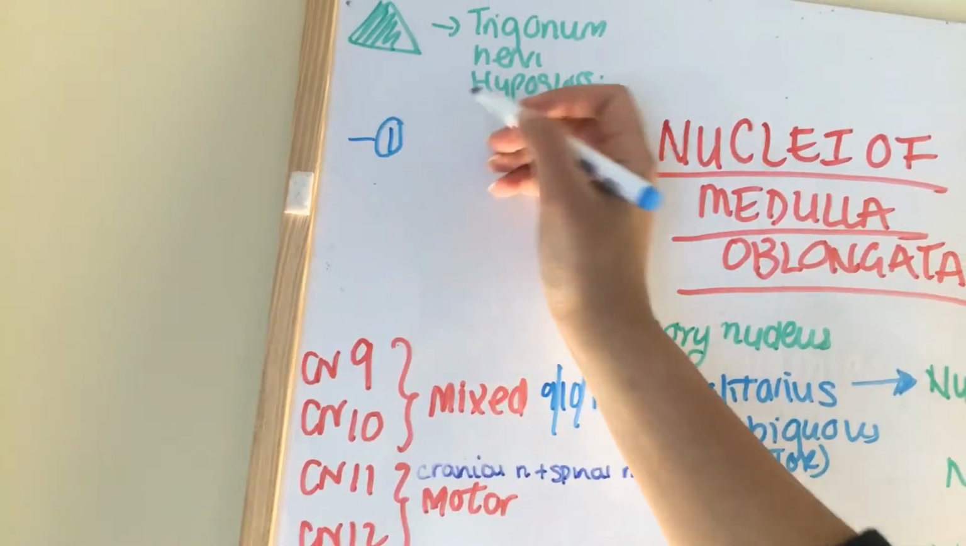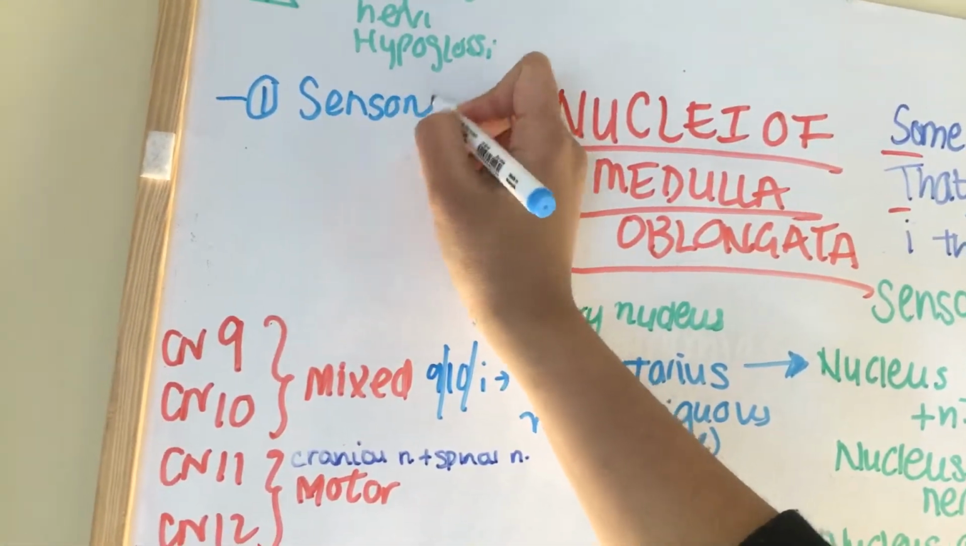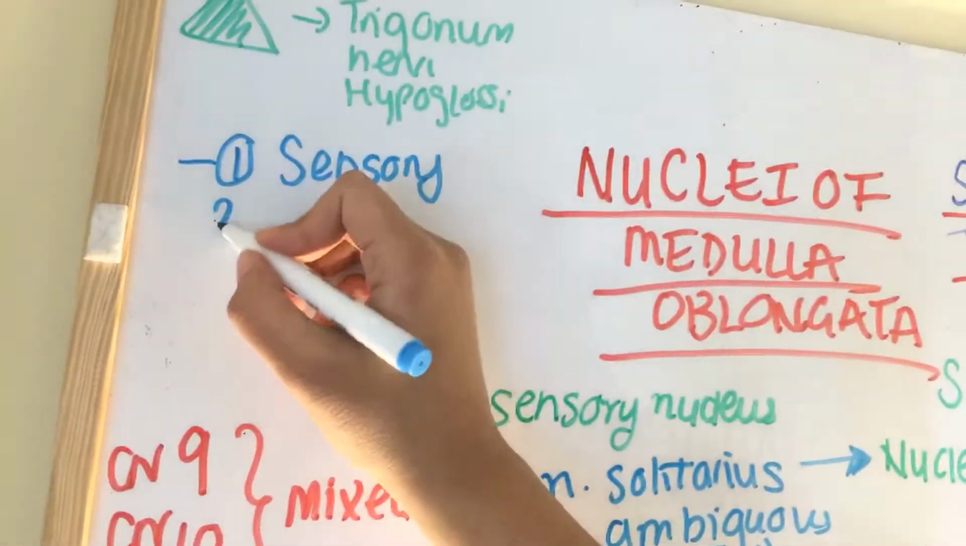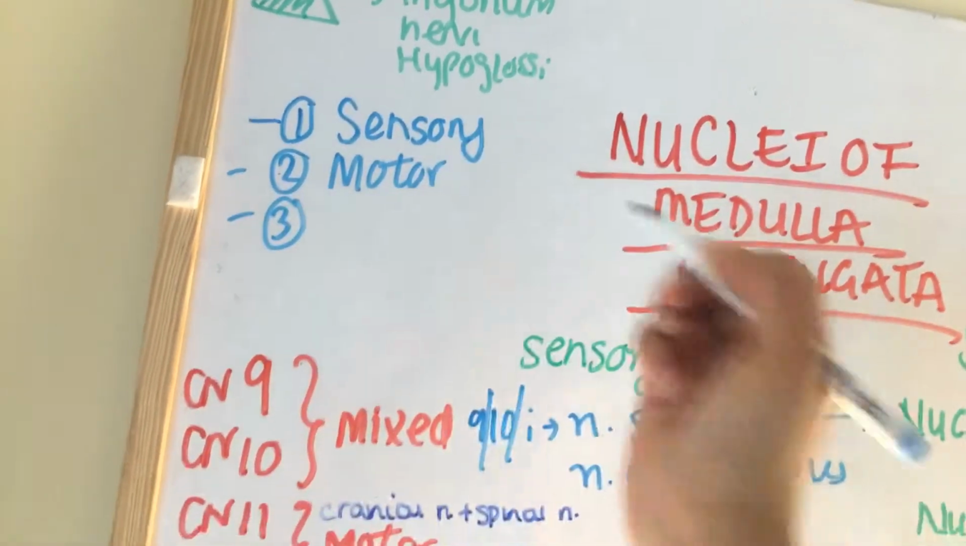So it's like sensory, which is also known as terminal nuclei. Then you also have motor. Then you also have parasympathetic.